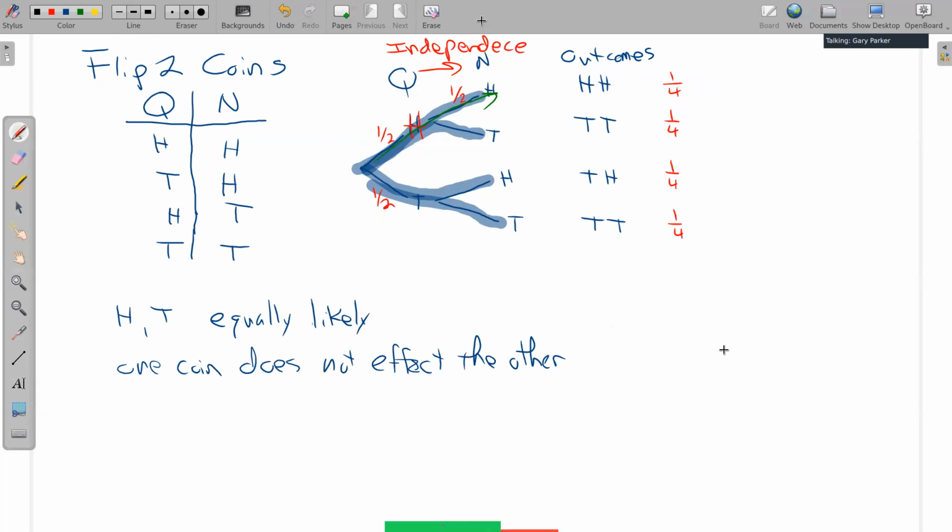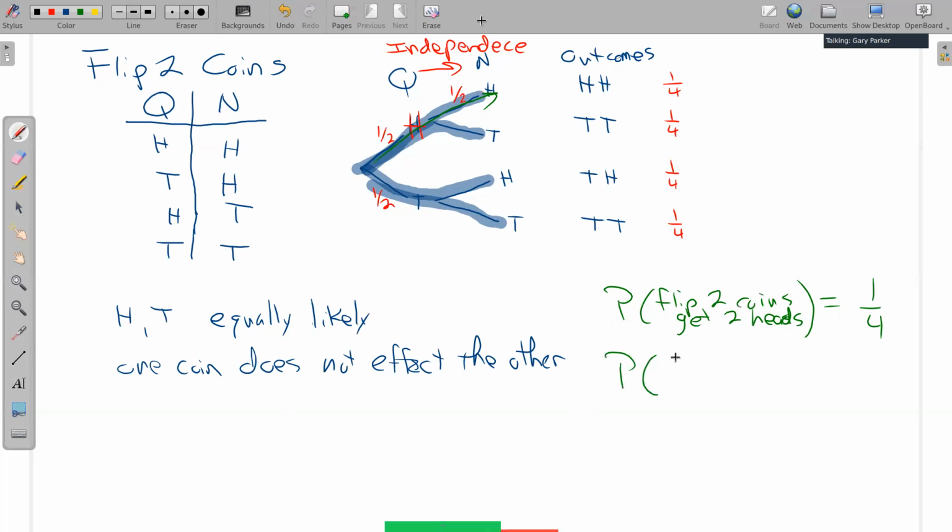And then I can answer lots of questions like, what is the probability of flipping two coins and getting two heads? And when I look at my tree here, I can see that that only happens in one of the possible 4 outcomes. So there's a 1 in 4 chance of that happening.